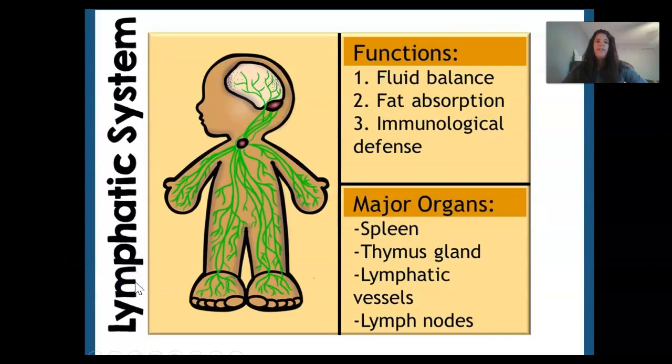First of all, the lymphatic system is an underrated system in the body for sure, but it plays a really important job. Number one, it helps with fluid balance, making sure that we are not retaining too much water or getting rid of too much water. It plays a role in fat absorption, and it plays a role in our immune system, so it helps keep our bodies healthy. The major organs of the lymphatic system include the spleen, the thymus gland, various lymphatic vessels, and then the lymph nodes.